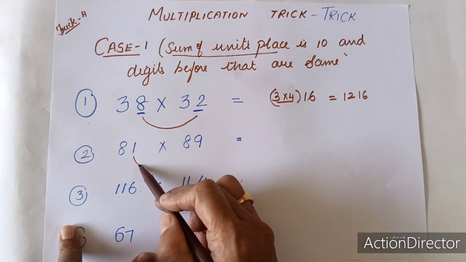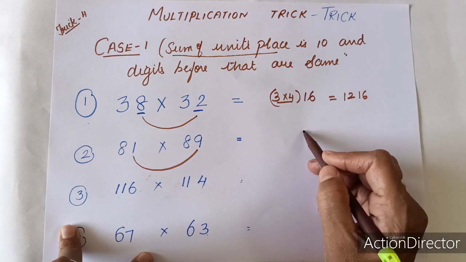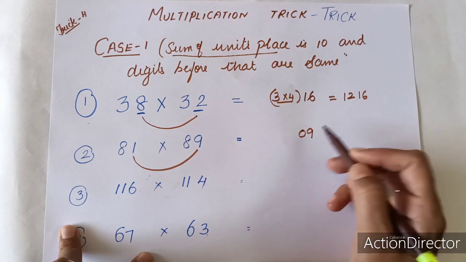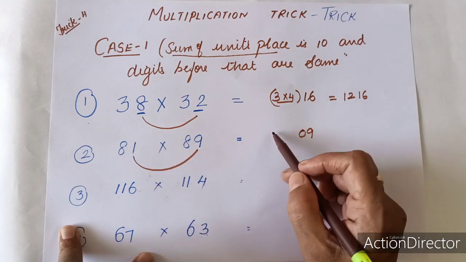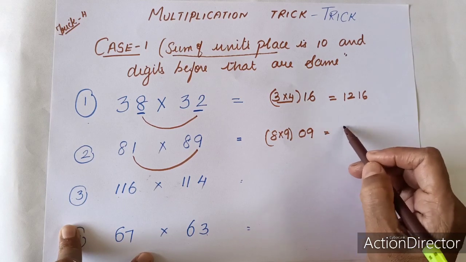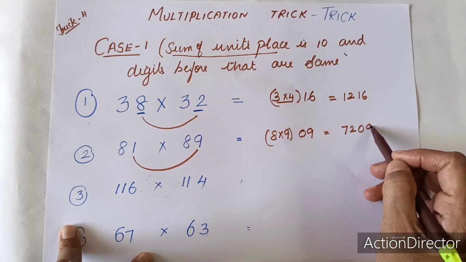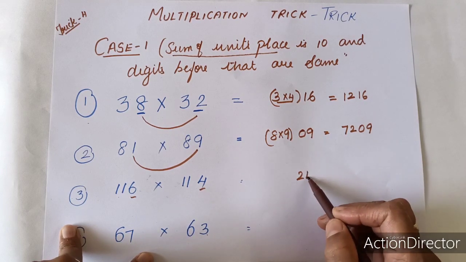Moving on to the next number, 1 into 9. Since there should be two digits, I will be writing 09. Next, what is the next number after 8? It is 9. So I will be multiplying 8 into 9. So my answer will be 7209.